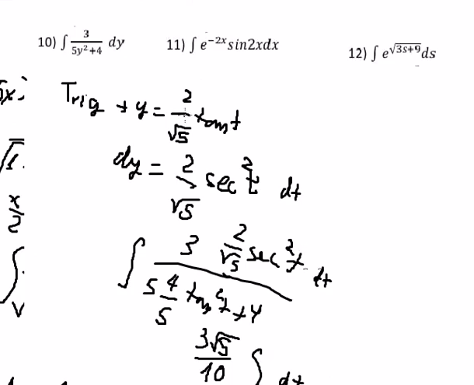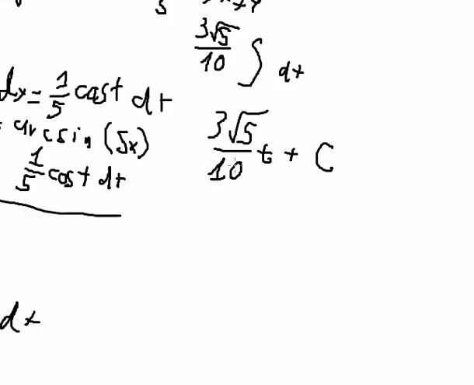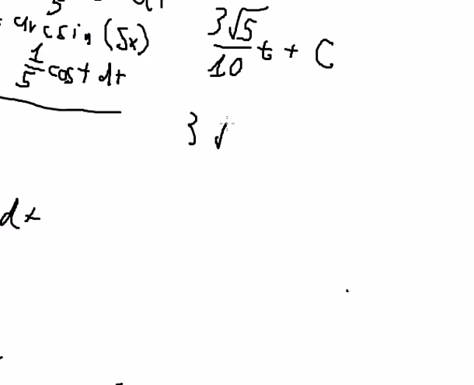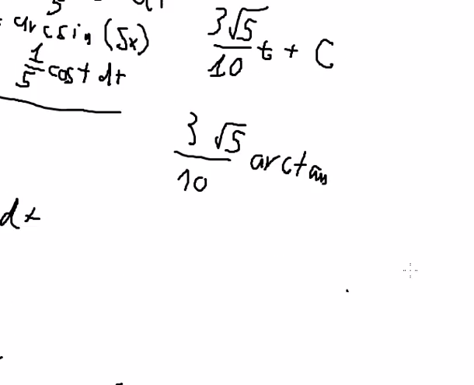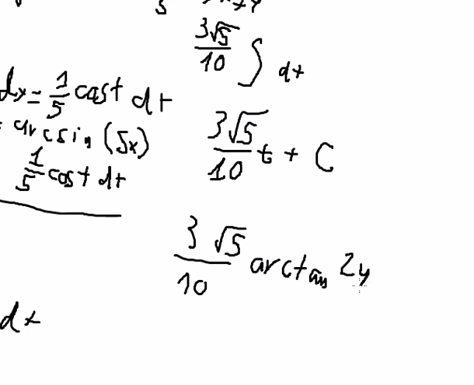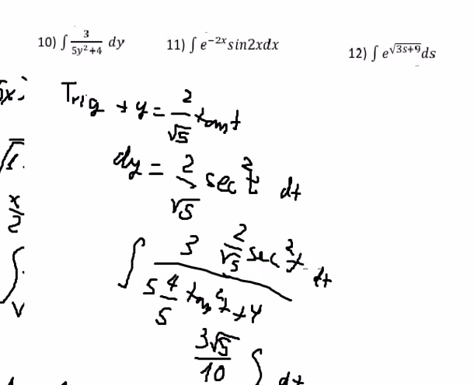About t, we need to change back for y. So we multiply with the square root of 5 and divide by 2. The question number 11.